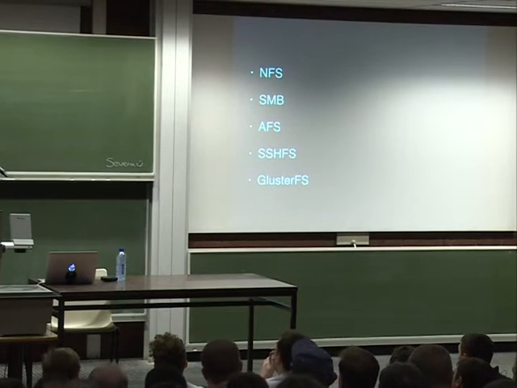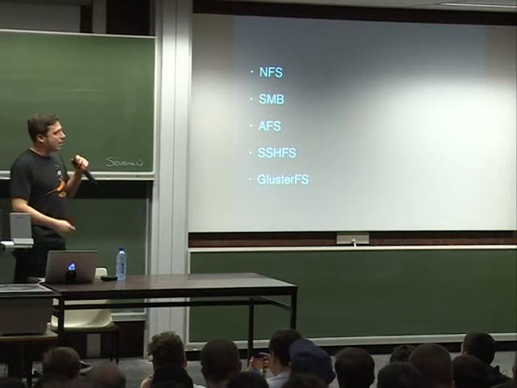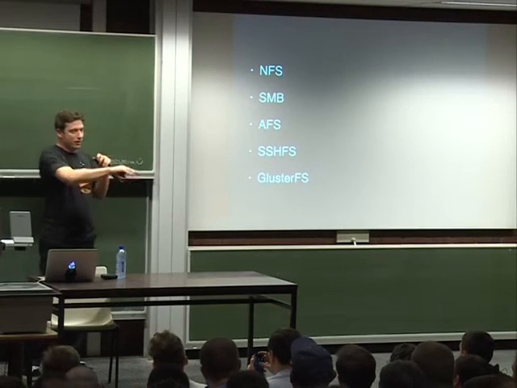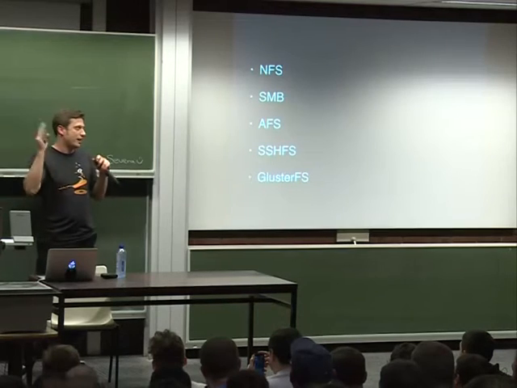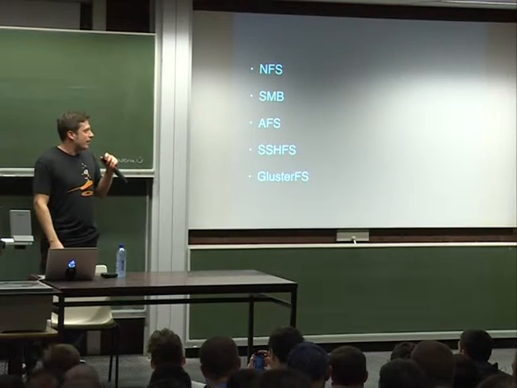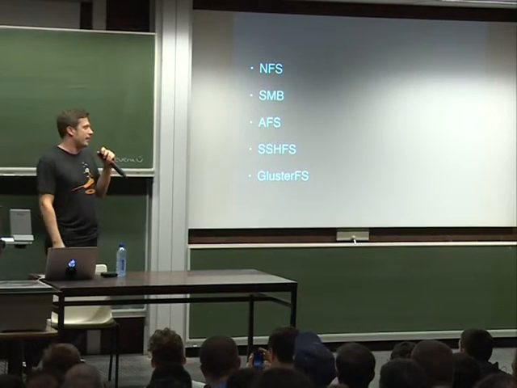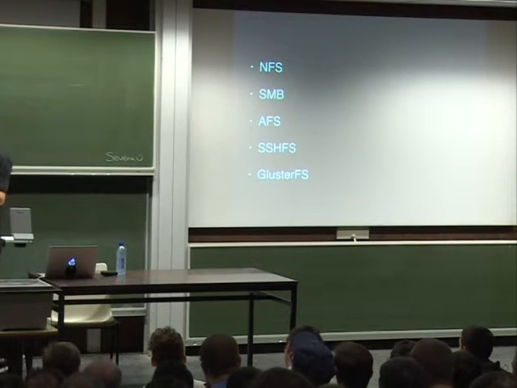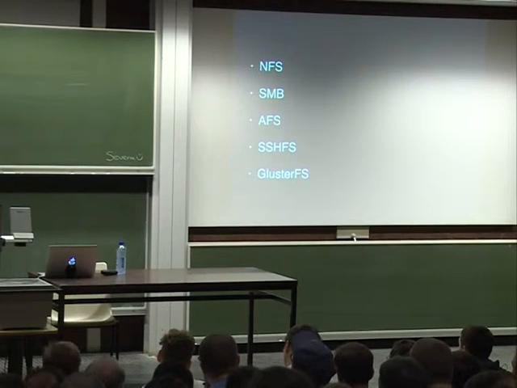We've all set up an NFS share, and we'll stick our bin files over here and mount the directory and so on. That's great until you have a network partition, and then suddenly all your computers lock up. SMB is a little better, AFS, SSHFS, you get the idea, all kind of the same thing.